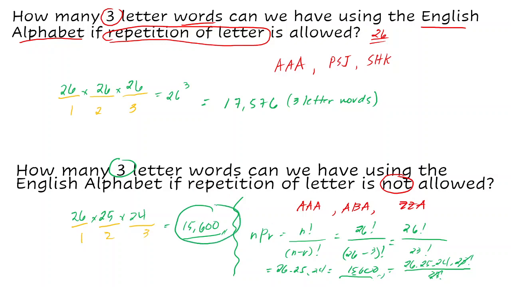Okay. So, ako hindi ko masyadong ginagamit tong formula ng permutation kasi mas gusto kong gamitin yung fundamental counting principle, which is this one. So, 15,600.